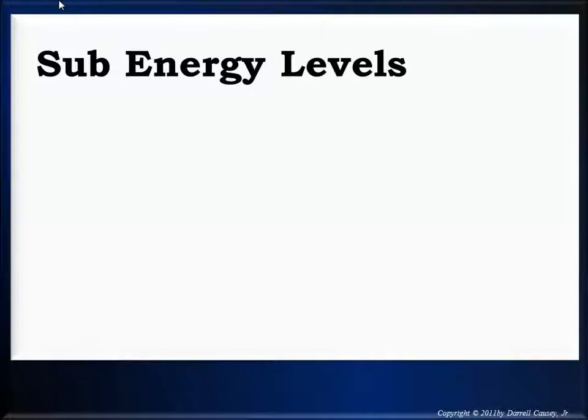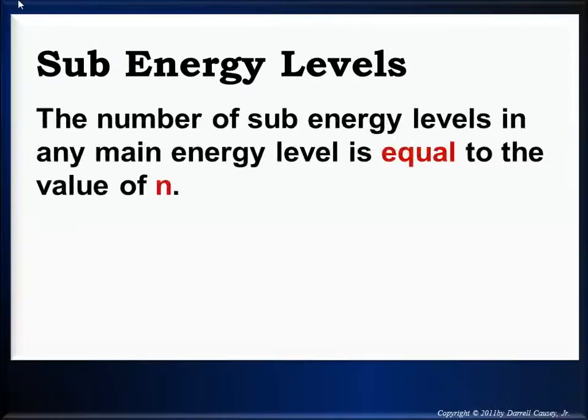The sub-energy levels: the number of sub-energy levels in any main energy level is equal to the value of n. Now you get that? The number of sub-energy levels is equal to the main energy level. So if the energy level is 1, you can only have one type of orbital. That would be S, S being the lower energy. And so then the number for the angular momentum, or L, equals 0, because S equals 0.